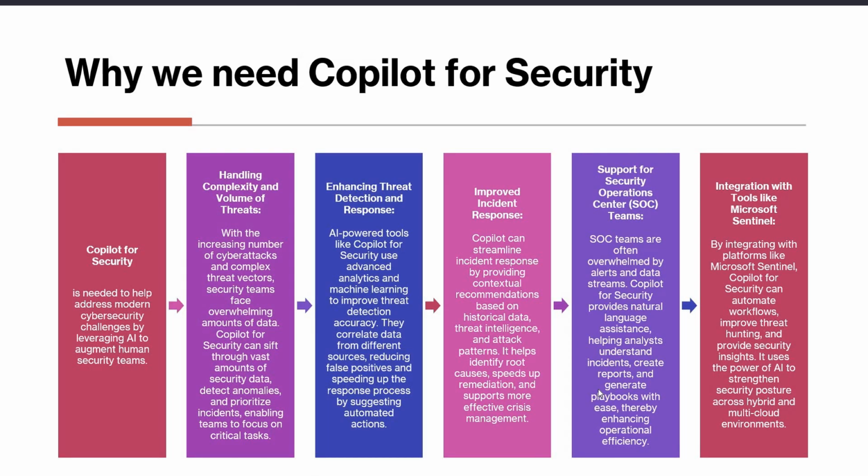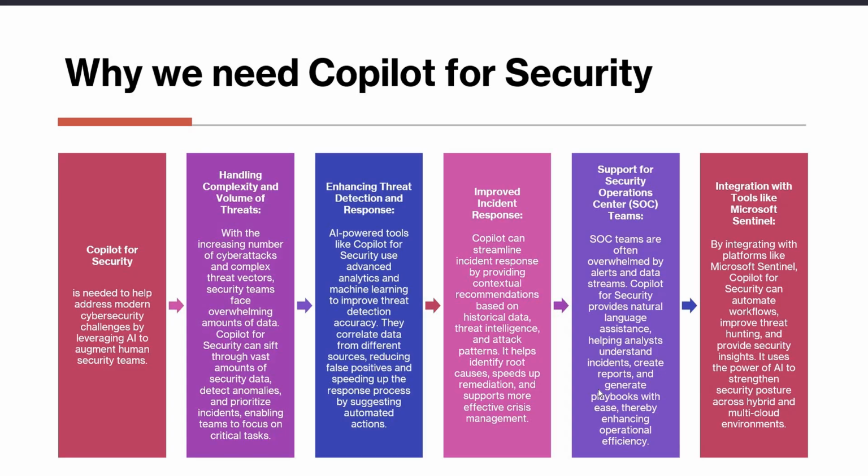With that, we come to the next slide, which focuses on why we need Copilot for Security. This is very important because Copilot for Security is needed to address modern cybersecurity challenges which are powered by AI. When we say challenges powered by AI, we mean the other side of cybersecurity, which is the adversarial tactics and techniques. They also started leveraging AI, and we need to counter them. For countering them, we need an AI-powered solution. So Copilot for Security is one such live example, which is powered by AI, right?